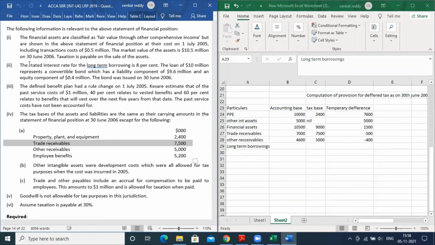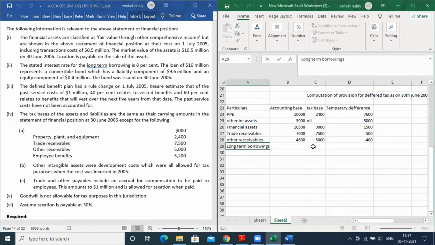So it means as per IFRS 9, in case of compound instruments, we will be recognizing the debt component, and only the debt component should be shown under the non-current liability. So as per accounting base, we will be showing it as 9,600. But as per tax base, the total issue proceeds we will be recognizing in our tax base. Now in this case, long-term borrowings is nothing but a liability.